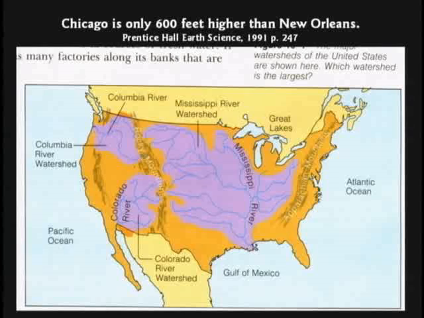The Mississippi River basin is gigantic. This whole purple area drains into the Mississippi River and comes out in New Orleans. And by the way, the Mississippi is trying desperately to change its course again, and they are spending a fortune to make it not change its course. They have giant projects to prevent this from happening.